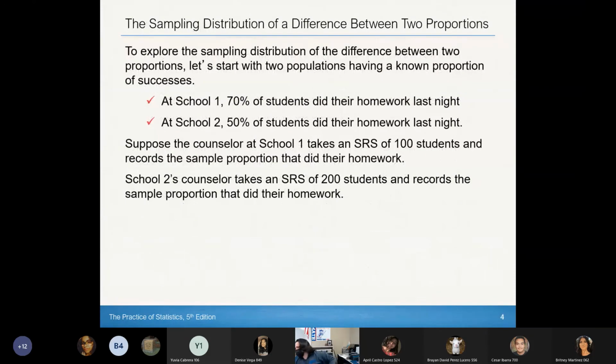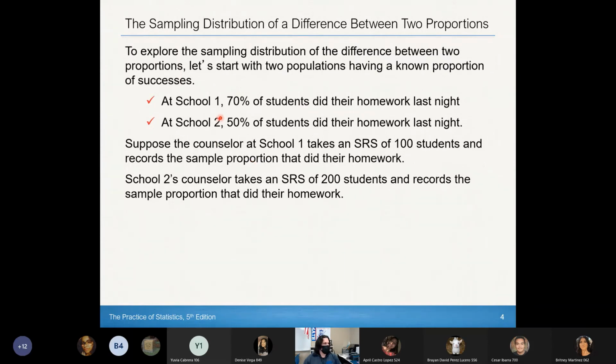All right, so here we have a scenario for our sampling distribution. To explore the sampling distribution of the difference between two proportions, let's start with two populations having a known proportion of success. If we remember, in chapter 7, dealing with sampling distributions, to do these procedures, we need to have a known parameter P. In chapters 8 and 9, we don't know what the true proportion will be, so we have our inference methods to use. In this case, we're just finding the sampling distribution and finding the shape, center, and spread.